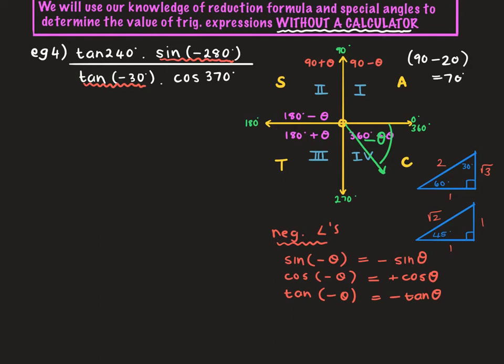So tan of negative theta would be negative tan theta. So we're going to deal with those negative angles first before I start reducing down. So tan of 240, I'm just going to leave it for now. So sine of a negative angle becomes negative sine of the angle, which in this case is 280, in our denominator. So tan of negative 30, thinking of our negative angles, will become negative tan 30 degrees.